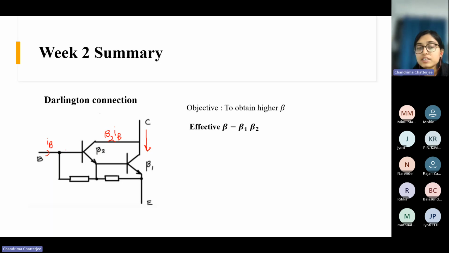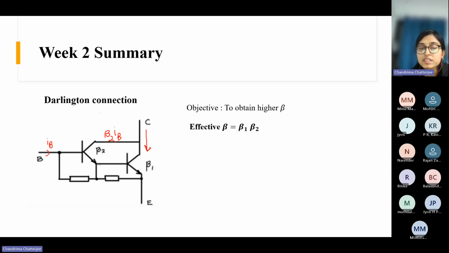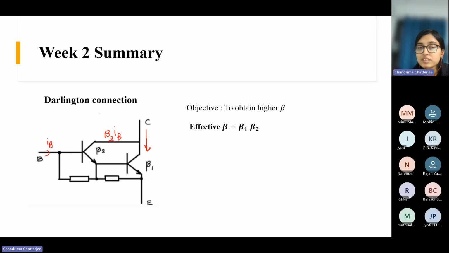Now, the emitter current is the summation of IB and I collector, but you can assume the emitter current is almost equal to the collector current because IB is usually very small. So the IB current is so small that the summation of IB and this current, we can approximate as this current only. So the base current to this device would again be beta 2 times IB.